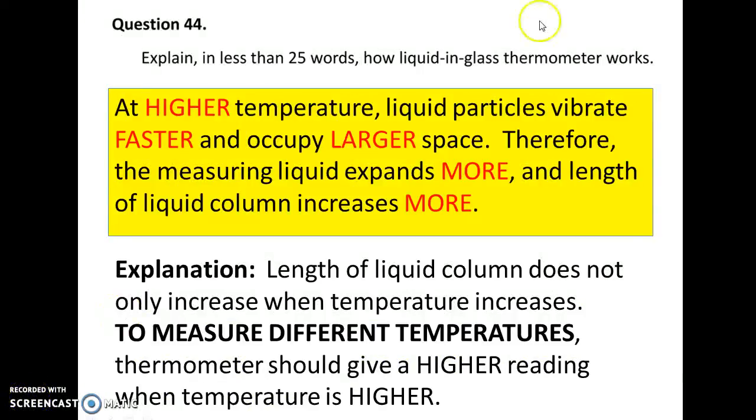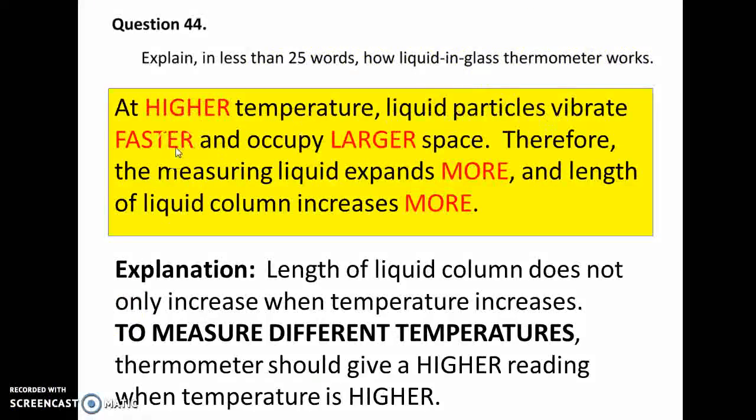Question 44. Explain how a liquid in glass thermometer works in less than 25 words. At higher temperature, liquid particles vibrate faster, and so they occupy larger space. Therefore, the measuring liquid expands more, and the length of the liquid column increases more.